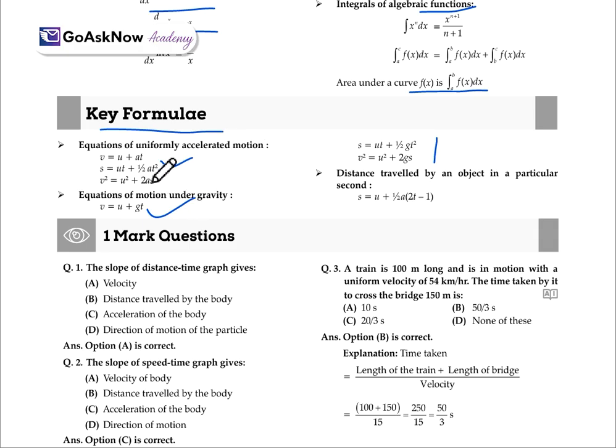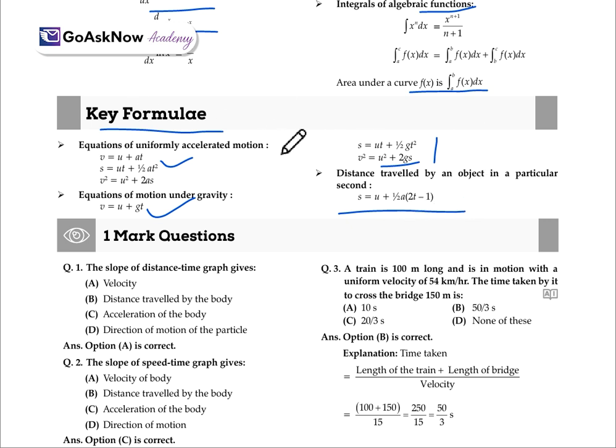And when it is acceleration, then obviously it is a. But when we talk about gravity, then it will be g. s = ut + ½gt², then v² = u² + 2gs. Now, the distance traveled by an object in a particular second, that is, when we talk about any particular second, then it will be s = u + ½a(2t − 1).